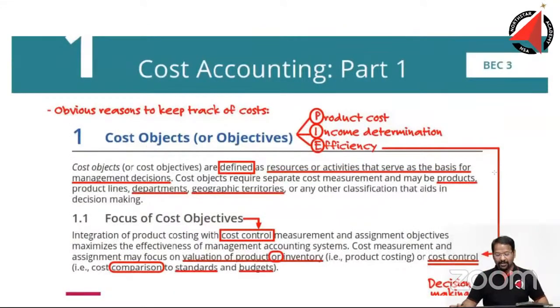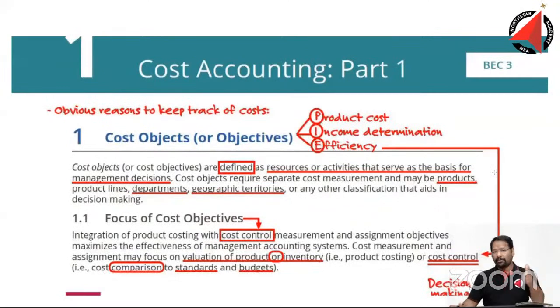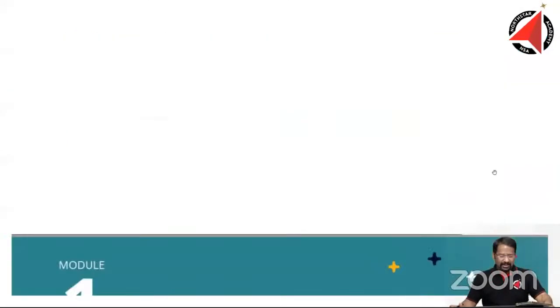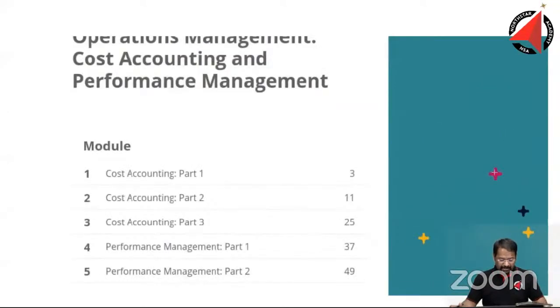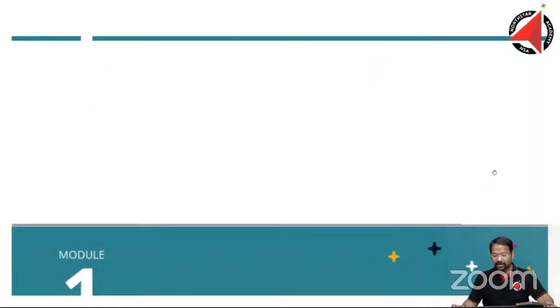What's the first topic? Cost accounting. It is broken into 3 parts: part 1, part 2, part 3. Does that mean it is 3 topics? Cost accounting, 3 topics, such a big topic? The answer is that the topic is big, but the concept will flow from one topic to the other.